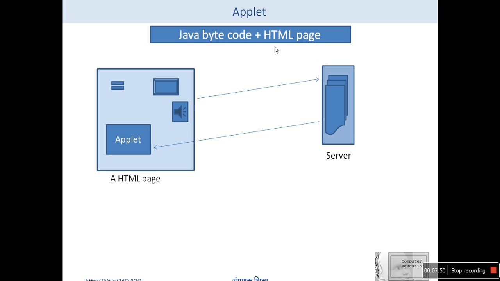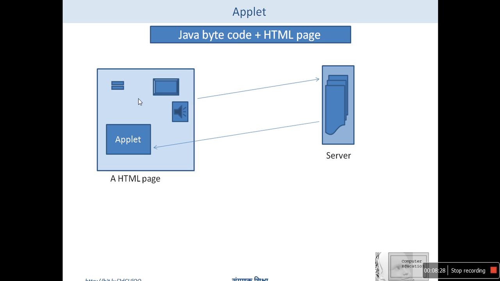In earlier times, when web pages were introduced, those web pages only contained static information. They did not have dynamic content. Suppose on an HTML page you have some tables, some text information, and some images. These are all static things on your HTML page.